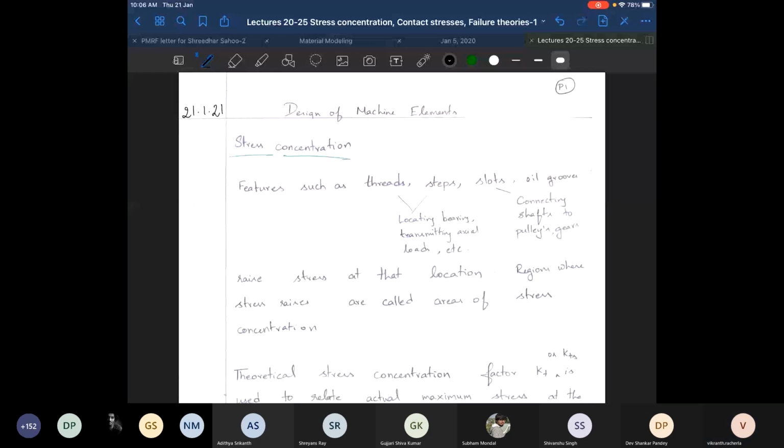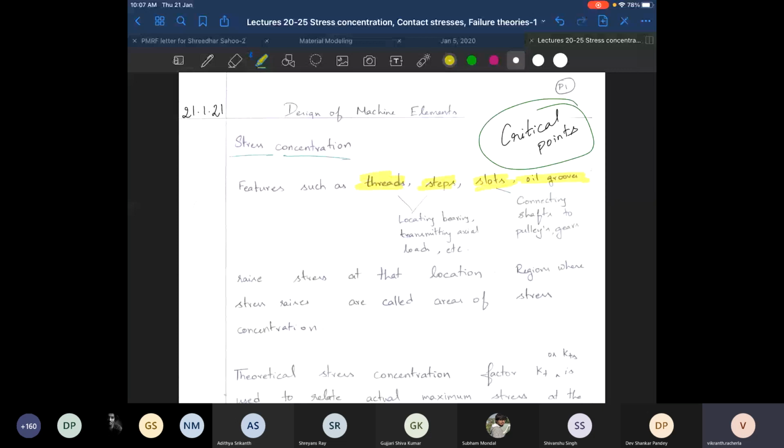So you're going to have critical points within your machine elements where the stresses would be high. One of the reasons why stresses get high at critical points is the presence of features such as threads, steps, slots, grooves. So the presence of geometric features elevates the stress in their neighborhood.